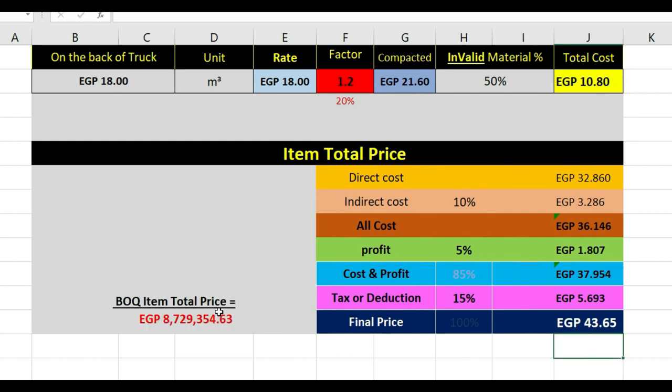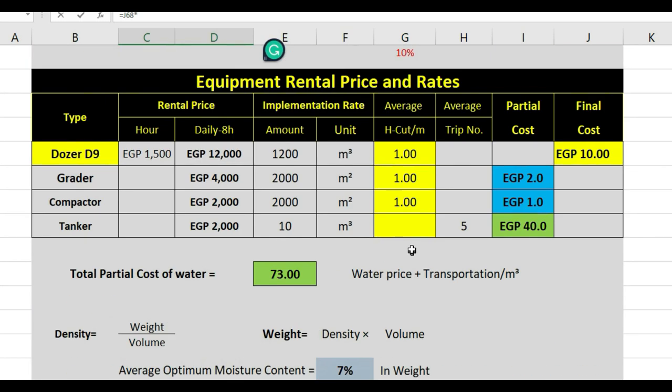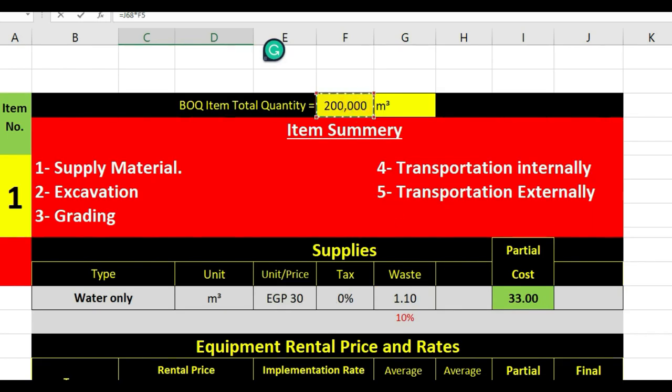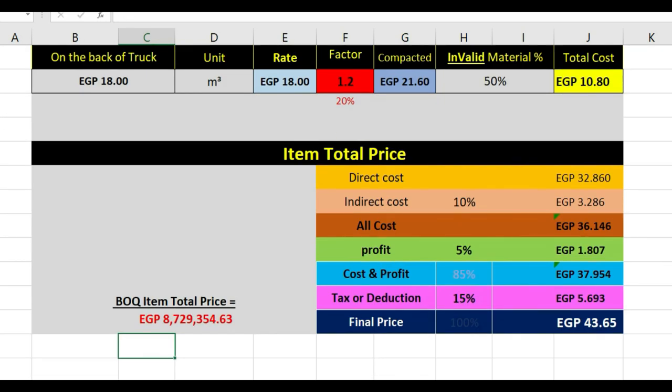If you want to know the BQ item total price, we will multiply the final price multiply the quantity in BOQ, 200,000. Here you have full information about the item, unit price and BOQ item total price.